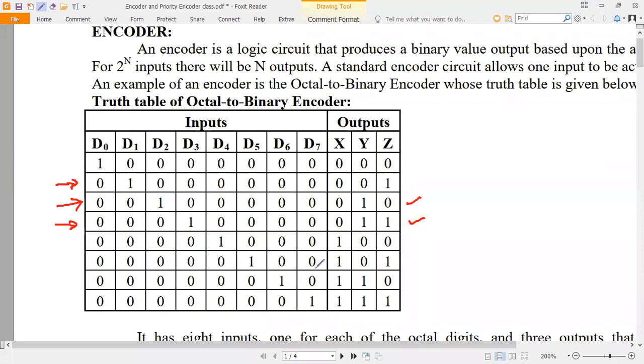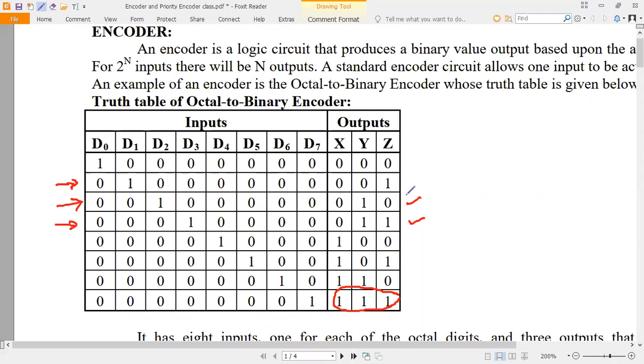If you take D7, if D7 equal to 1 and remaining inputs equal to 0, you are going to get 1, 1, 1, which is the binary equivalent of the input octal 7. Here you can see subscripts 0, 1, 2, 3 up to 7 represent the octal input, and we are going to get the output as the binary equivalent of the input octal.